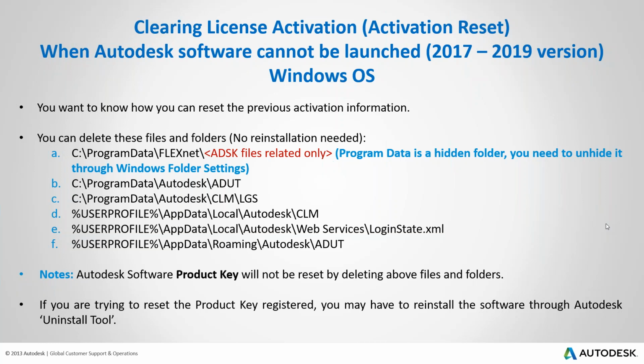So on top of that, if you're migrating your software from suites to industry collections or any other standalone products, you might need to reinstall the software because it contains a different product key. So you can simply uninstall it from the Autodesk uninstall tool, which I can show to you later on, how you can uninstall it from that uninstall tool from Autodesk.